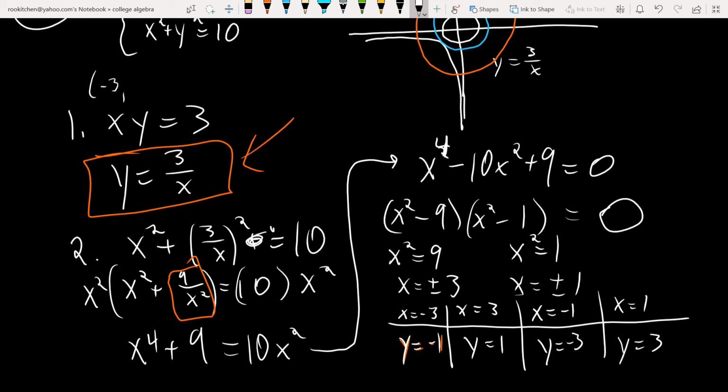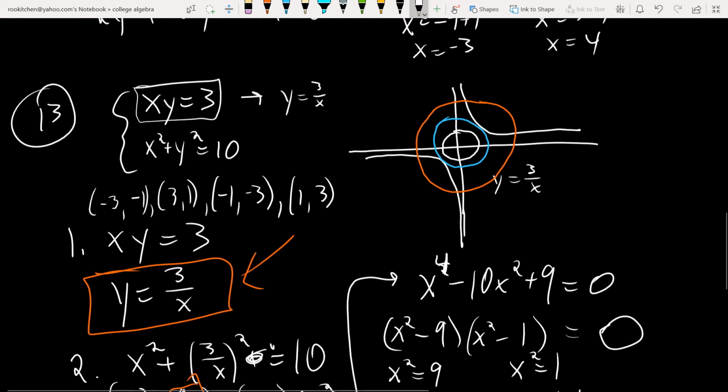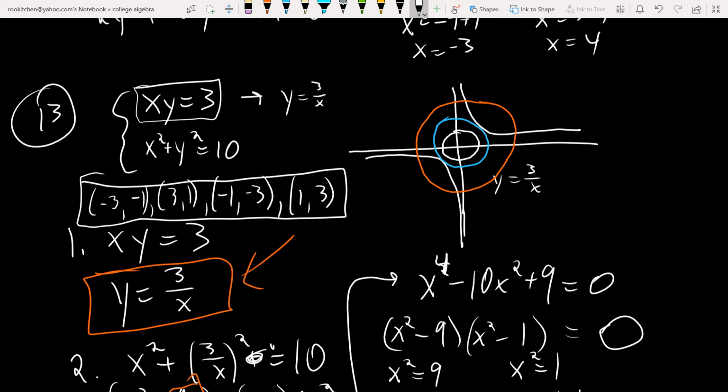-3, I'm writing it at the left top. -1, 3 comma 1, -1, -3, and then 1, 3. Okay, and then I visually spot check them all. The product of these is both 3. The product of the x and y values has to always be 3. It looks like they always are. And then the square of both of them have to equal 10. Okay, so 9 plus 1 in each case, and they all work. Okay, so that's our solution set.